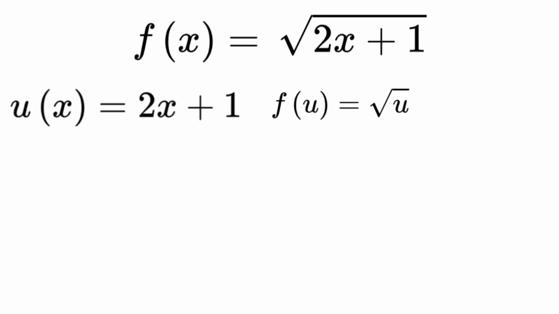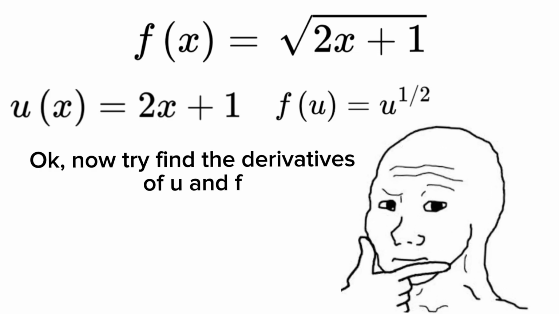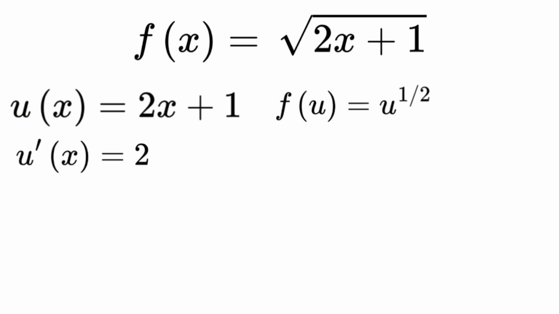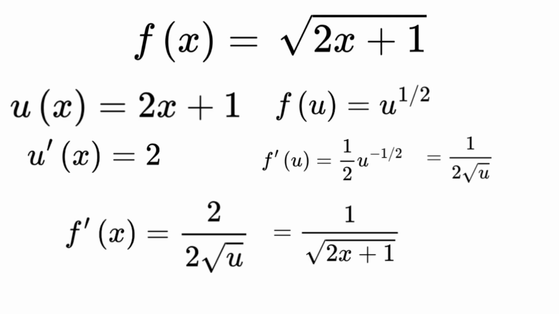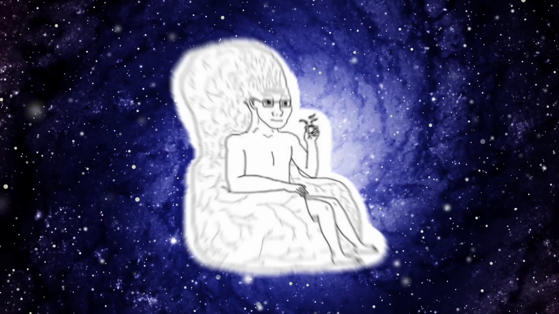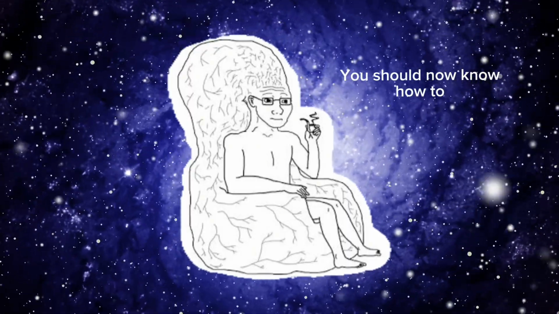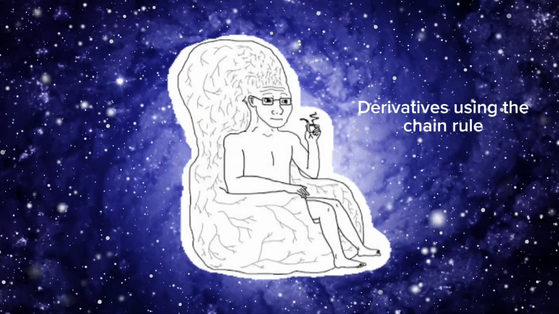Now f of u is equal to square root of u, which is the same as u to the power of a half. Okay, now try find the derivatives of u and f. I hope that wasn't too hard, but now let's multiply them together and get the derivative. You should now know how to dominate derivatives using the chain rule.